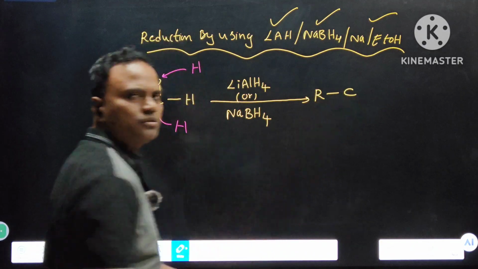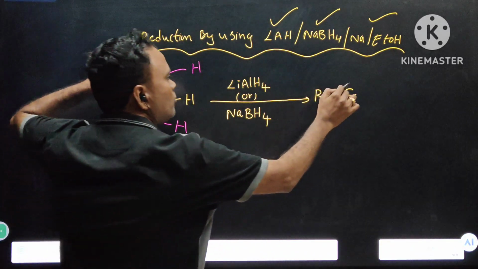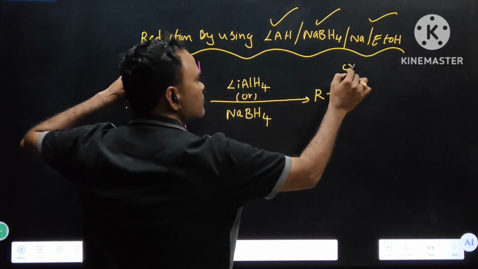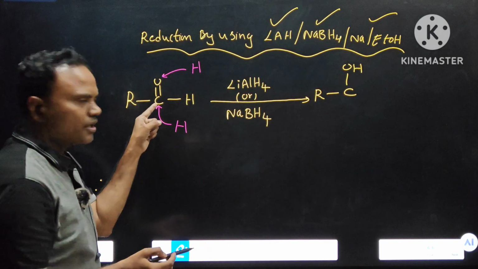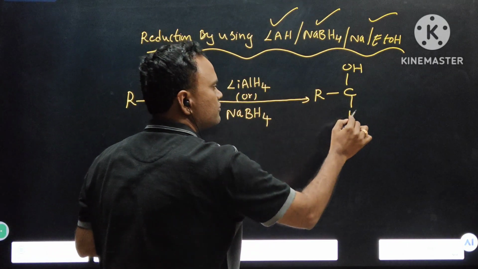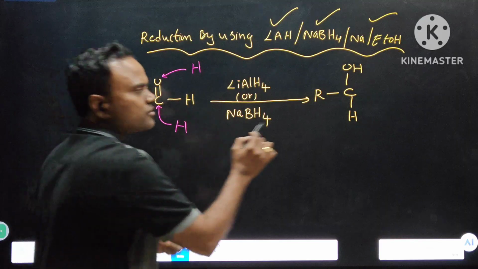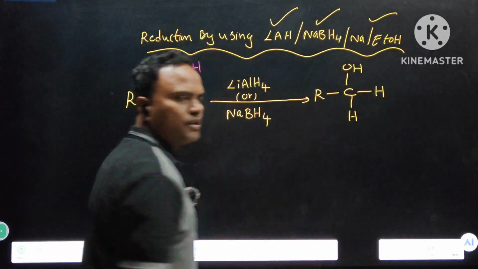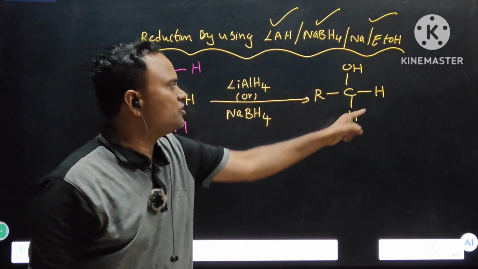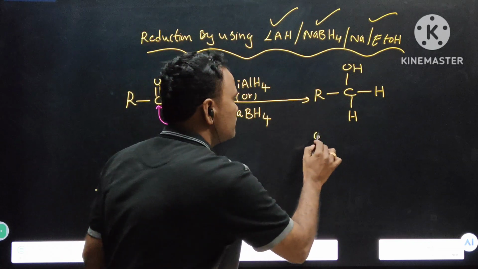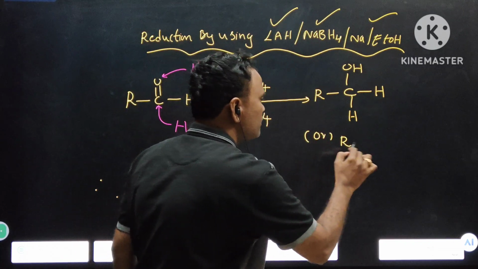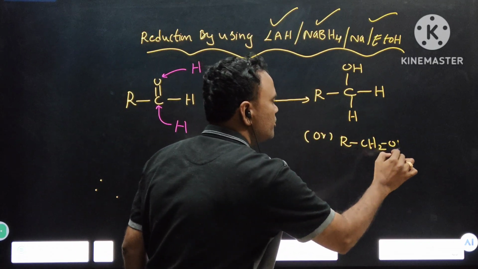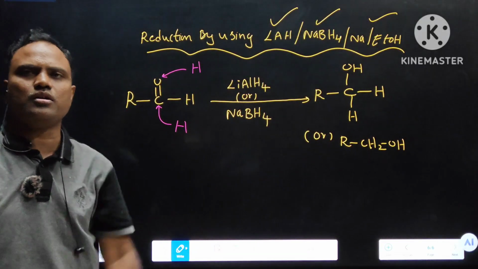R, C, O, H, and here one H. Here H is already present. Clear? Now R, CH2OH. This can be written like this: R, CH2OH. Alcohol is produced or not?